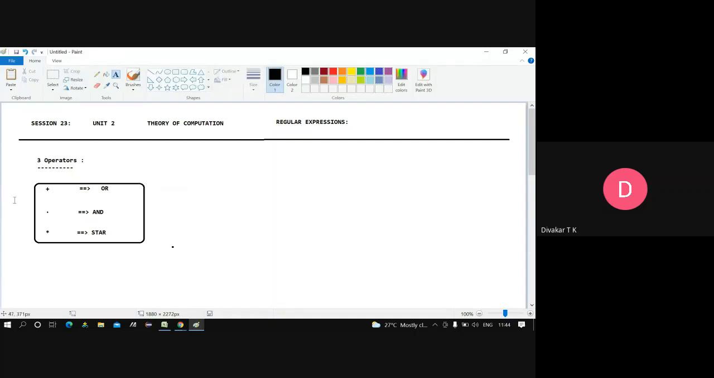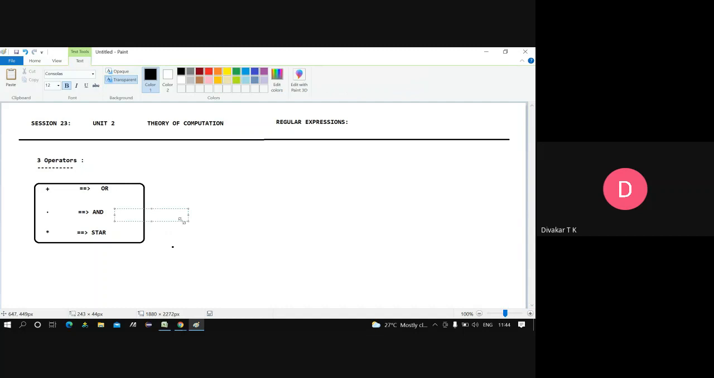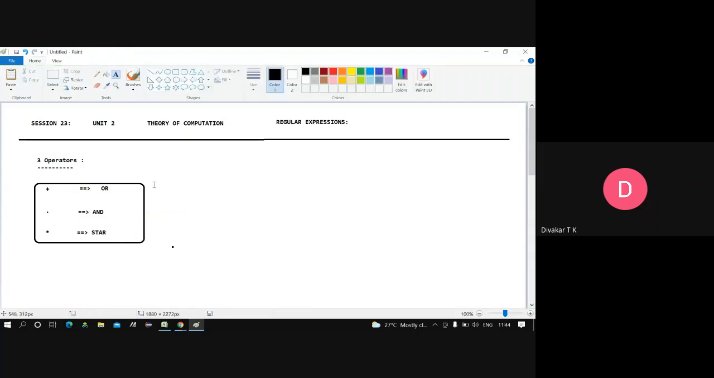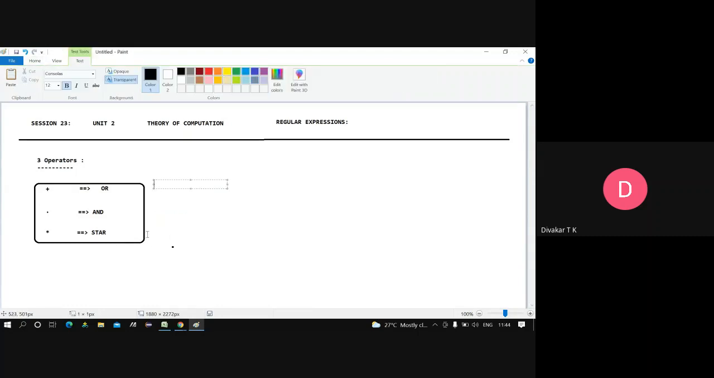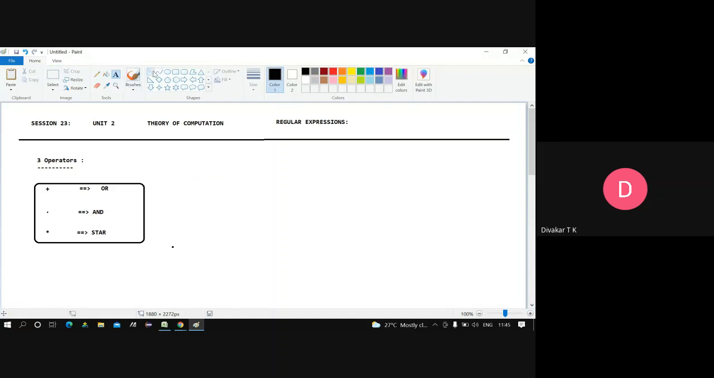In the OR operator, if any one input is true, we say it is true, correct? But in the AND operator, both should be true, then only it is true. The star operator means any length including 0. So these 3 things you are supposed to understand. Star means any length, including 0 length. I told this a couple of days back, so you should try to understand that particular thing.